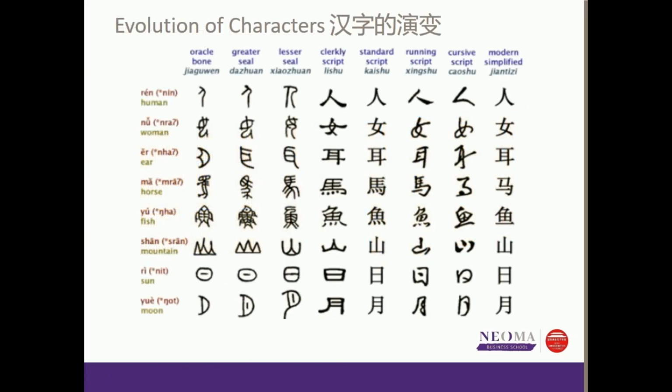As you can see, here is how a character changes. Let's see the first one, 人. Look at the image. It's a person. Maybe he's doing something. So this is 人. And gradually, it changed to today's simplified version, meaning people.